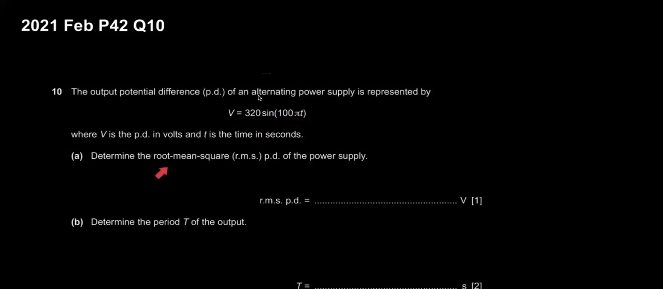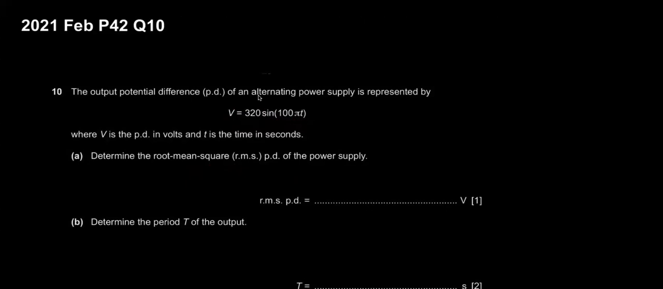Question 10. The potential difference of an alternating power supply is given by this equation, 320 sine 100 pi t. You know, this is the amplitude of the voltage, right? This is the peak voltage, and this is written in the form omega t. So determine the RMS PD of the power supply.